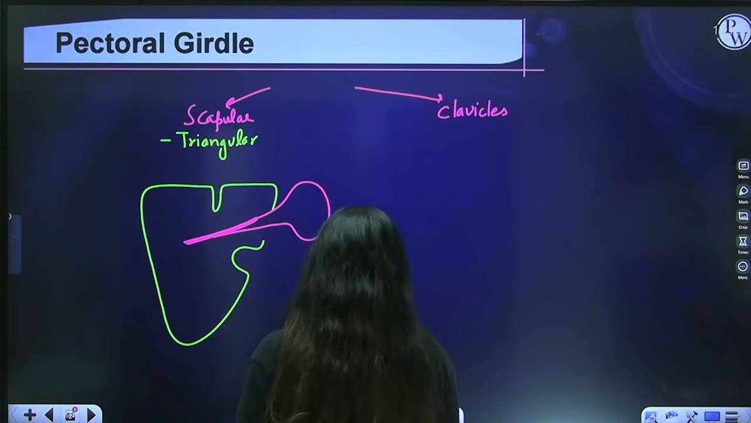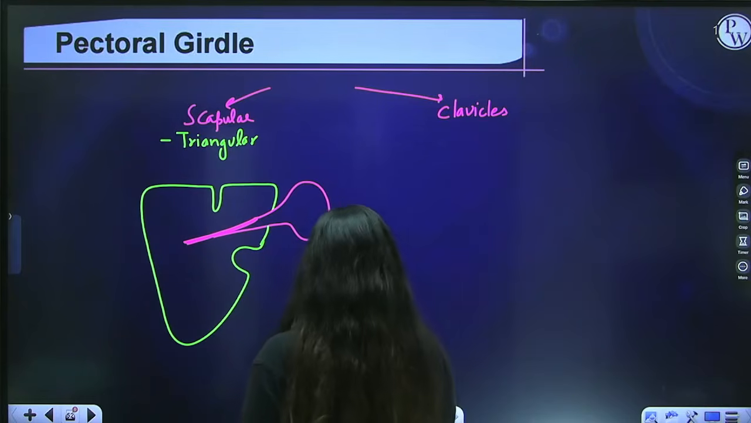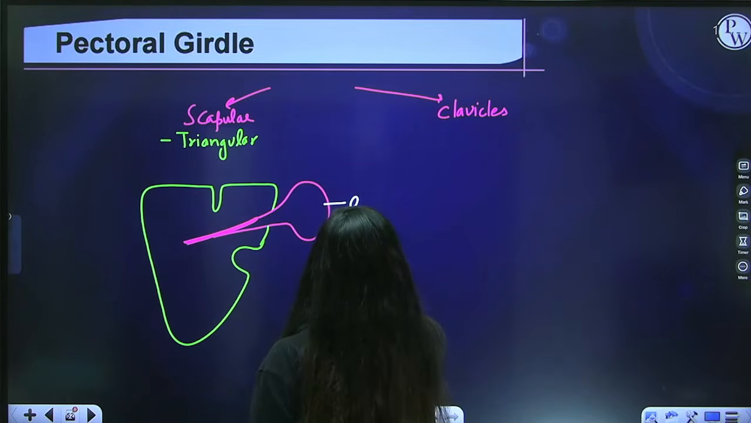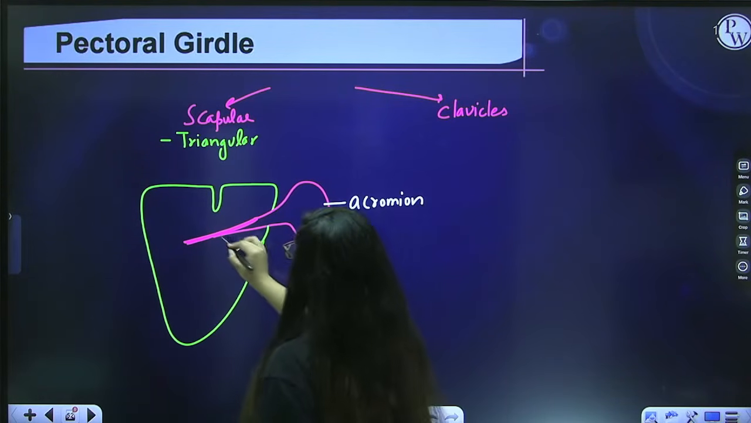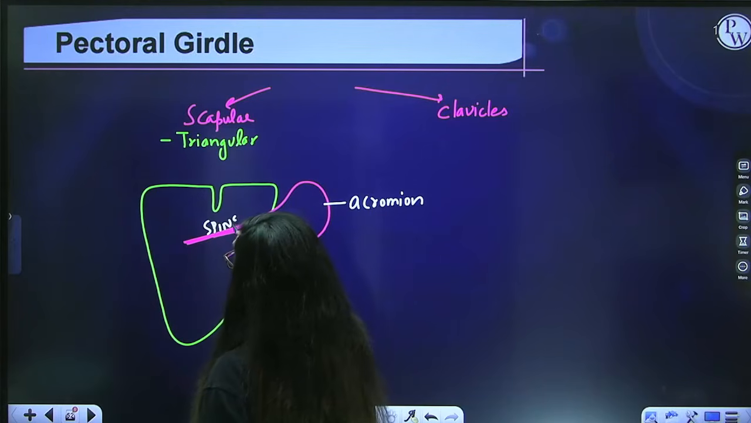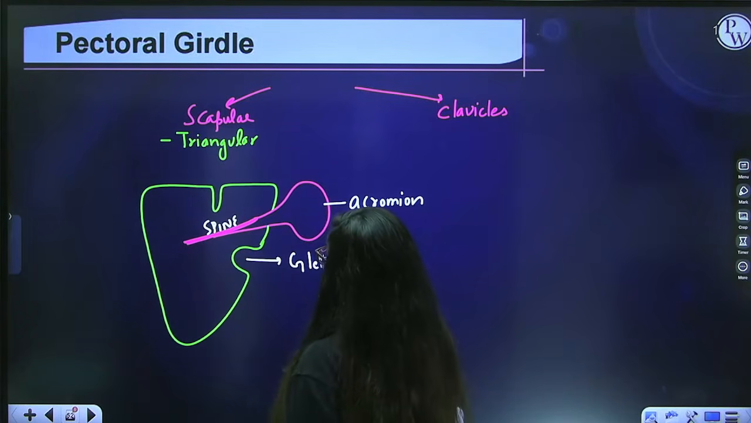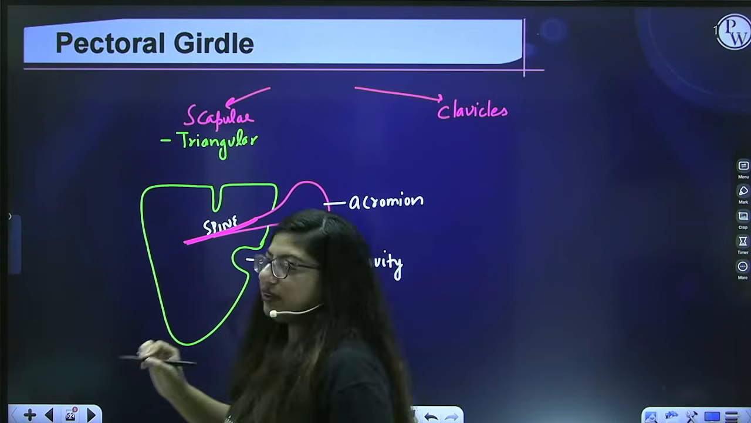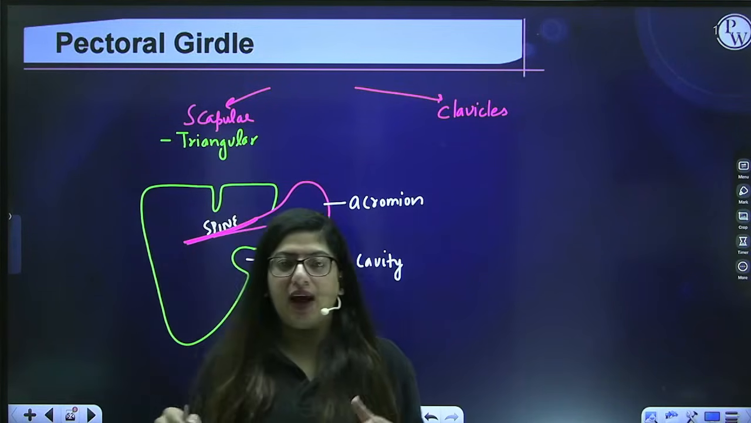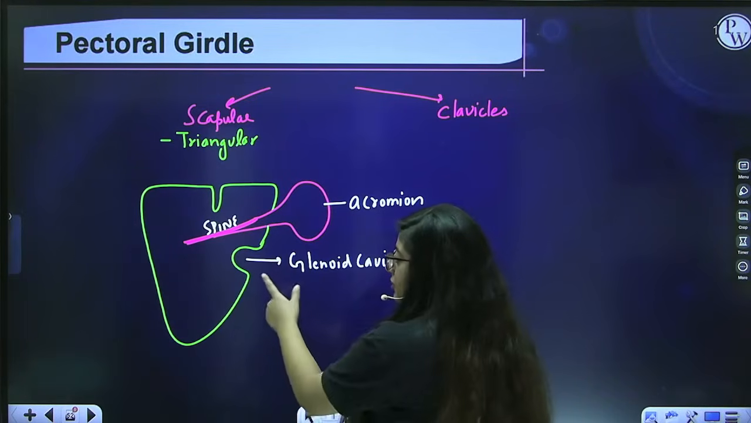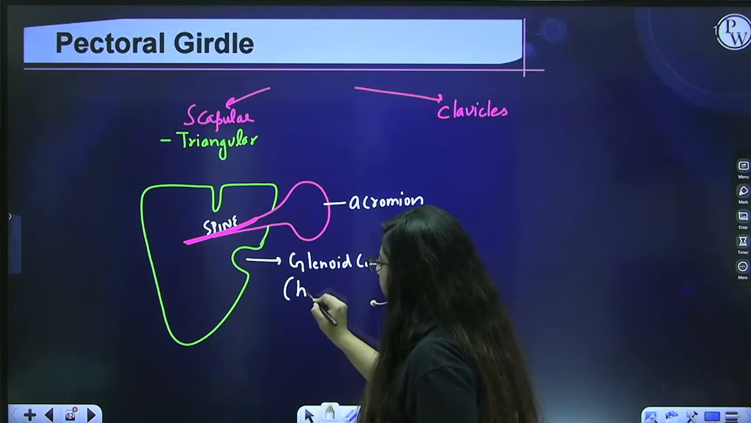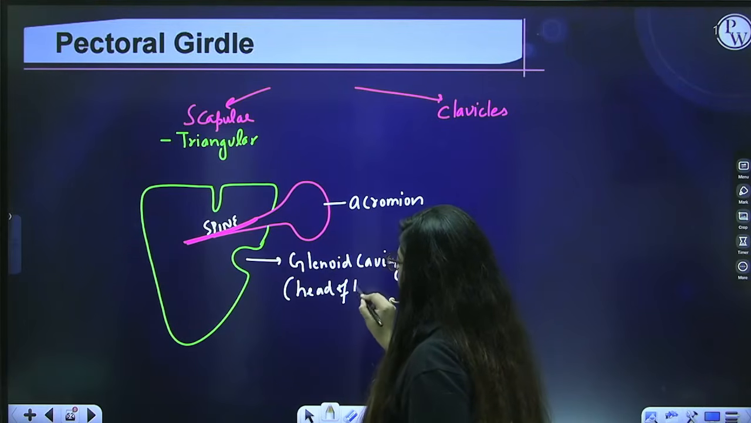You call it as acromion. What do you call it as? Acromion. So this portion is acromion. Acromion, right? And this is spine. This is glenoid cavity. On this glenoid cavity, the head of humerus fits. I told you the head fits somewhere in the pectoral girdle. So where does it fit? It fits in this glenoid cavity. So head of humerus fits here.